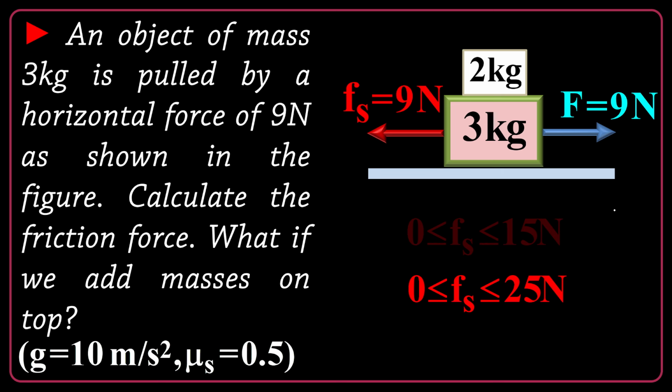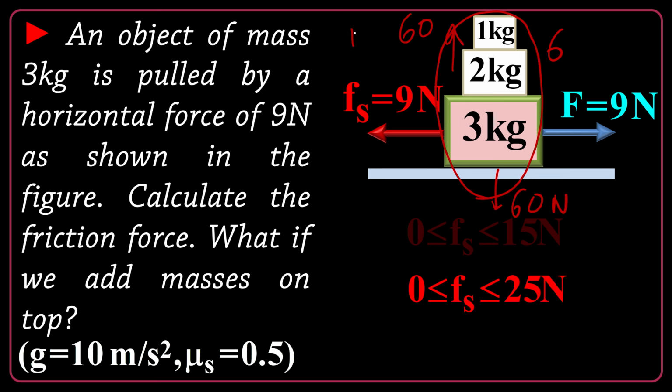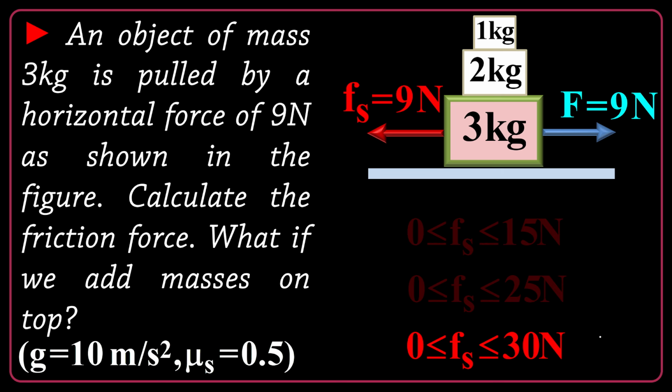What if I add another additional mass? Let's say we put another 1 kilogram over. No problem. The total package now has a mass of 6, so mg is 60, and the normal force is 60. So the static friction will be something between 0 and mu s times 60. Mu s is a half, so it is 0.5 times 60, and the answer will be 30. So the maximum friction will be 30 in this experiment.